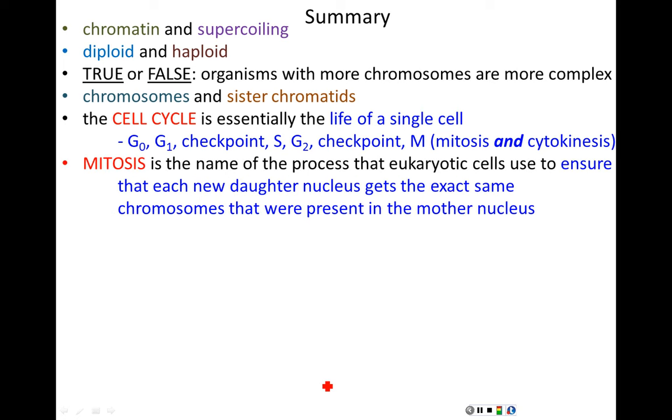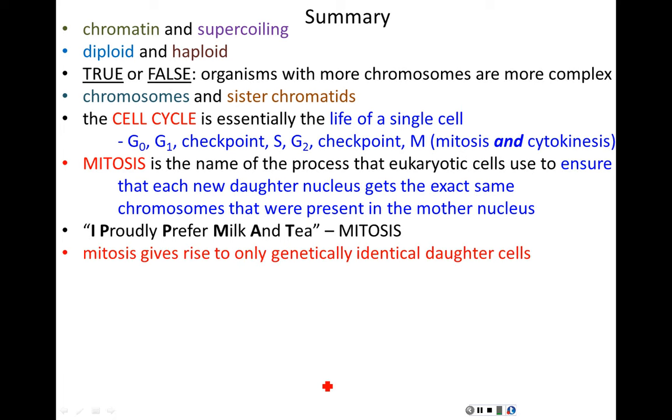We went over mitosis in some detail. Mitosis is the name of the process where eukaryotic cells divvy up identical chromosomes, giving two new daughter cells two identical complements of the genome that was present in the one mother cell. I already told you the mnemonic. I proudly prefer milk and tea. I recommend you memorize that phrase at least, allowing you to remember interphase, prophase, prometaphase, metaphase, anaphase, and telophase. You are responsible for the names of these stages, the proper order in which they occur, and the major cellular events that occur in each of them.